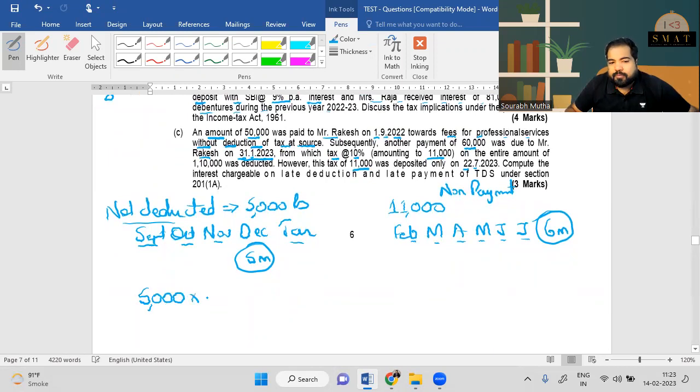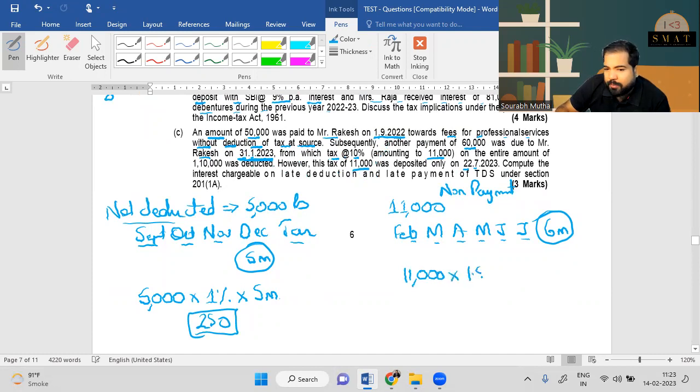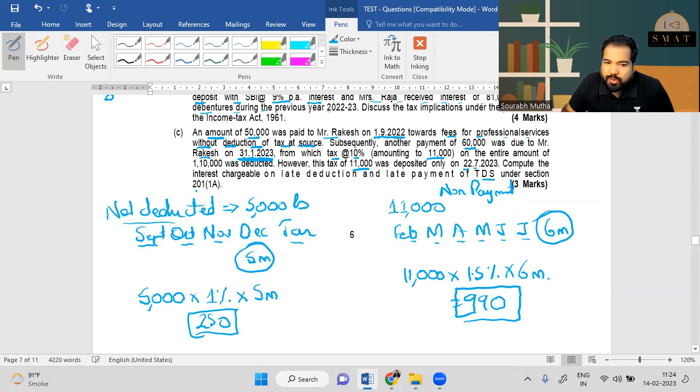On 5,000, 1% per month or part thereof, into 5 months. Why 5 months? Because it should have been deducted in the month of September. It is finally deducted in the month of Jan. So this 5,000 into 1% into 5 months, which is 250 rupees interest, will have to be paid. And on 11,000, at 1.5%, because you've deducted it but not paid. So 1.5% into 6 months. Why? Because when you deducted it in the month of Jan, you should have paid it by Feb, but you paid it later. So 11,000 into 1.5% into 6 months, which is basically 990. This is the interest that you will have to pay under TDS section 201(1A).